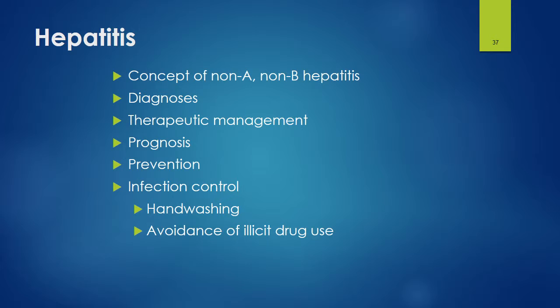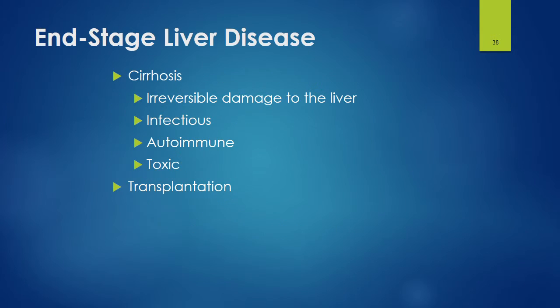The nurse can explain medical therapies and infection control measures. The nurse should also encourage a well-balanced diet and a schedule of rest and activity adjusted at the end stage of many chronic liver diseases. Cirrhosis can also result from infectious, autoimmune, or toxic factors and from chronic diseases such as hemophilia and cystic fibrosis. A cirrhotic liver is irreversibly damaged.